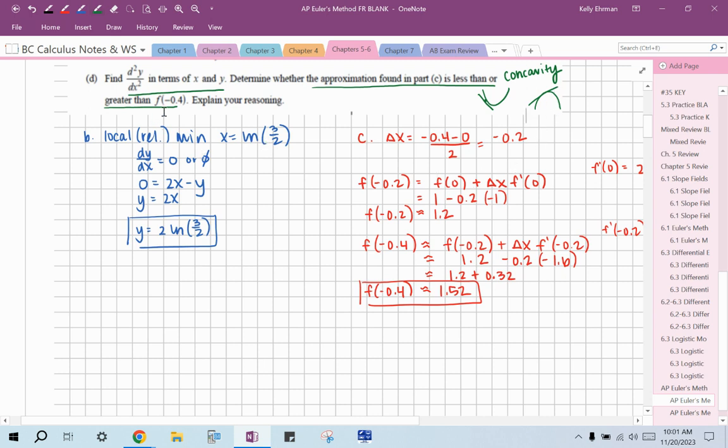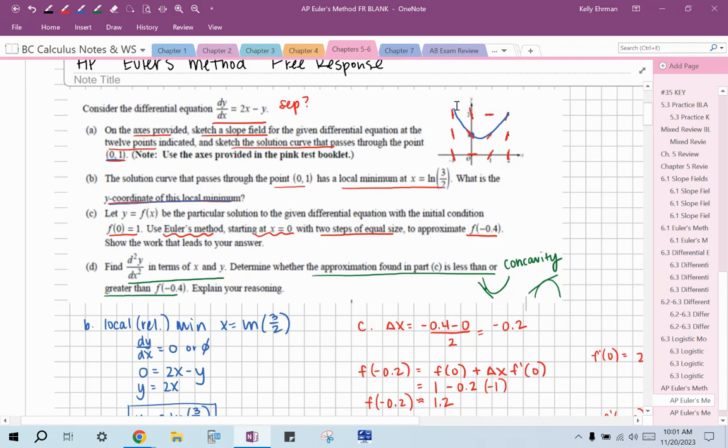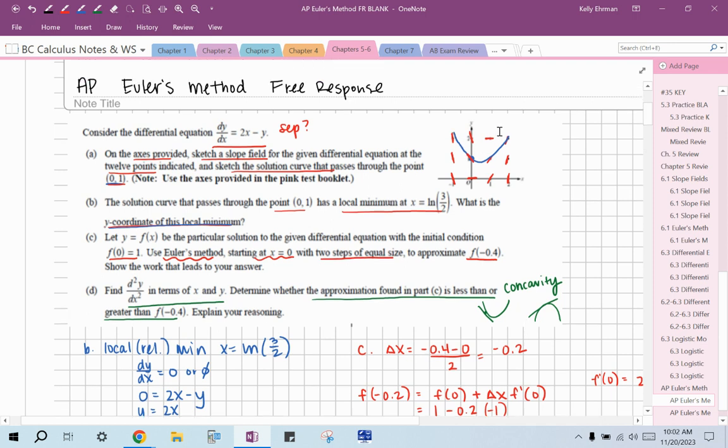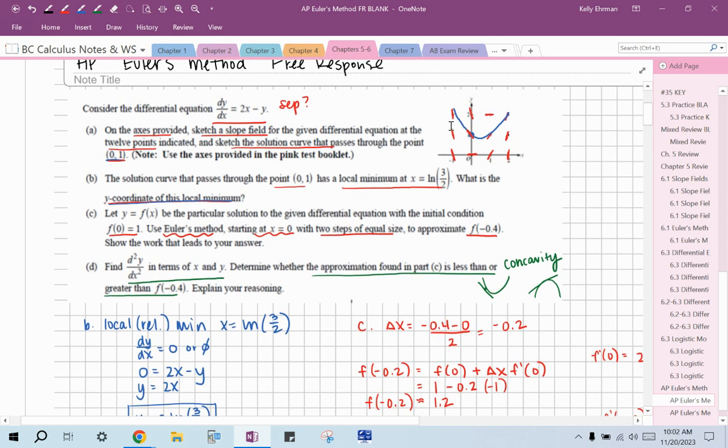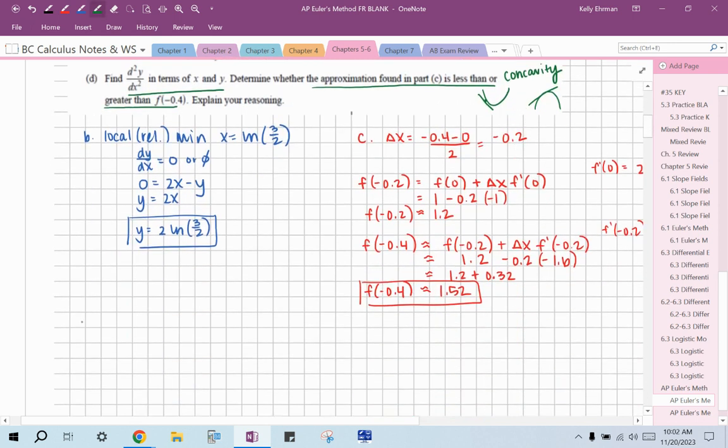We can actually answer this without the second derivative. Take a look at our sketch. The entire curve that goes through the point 0, 1 is concave up. So our approximation, without even finding the second derivative, is an underestimate. But I'll go in order. So find the second derivative.